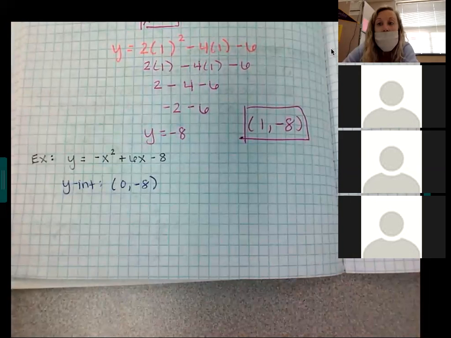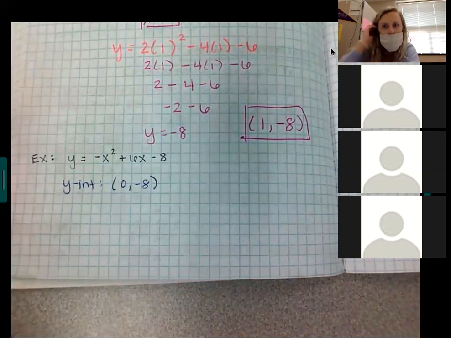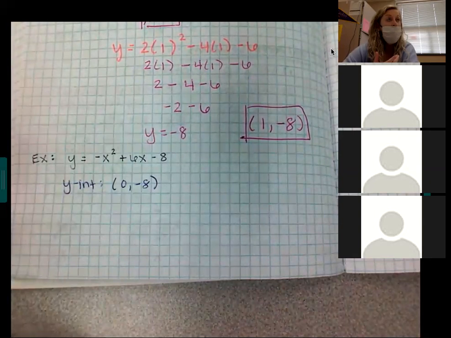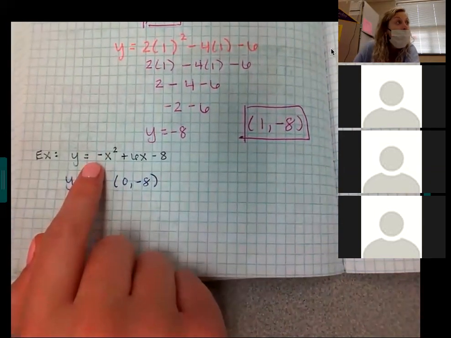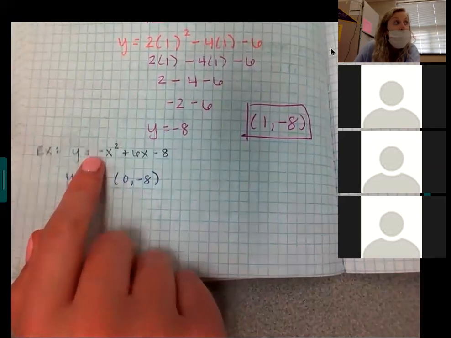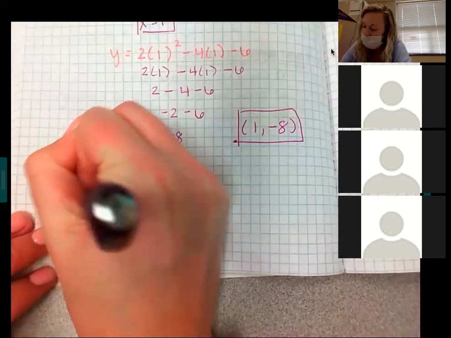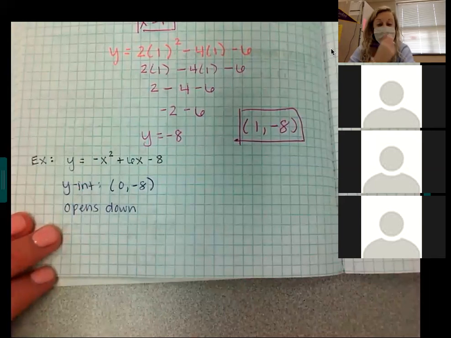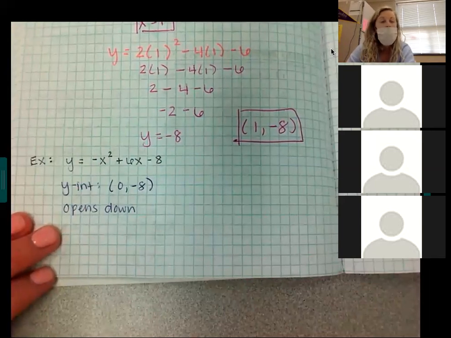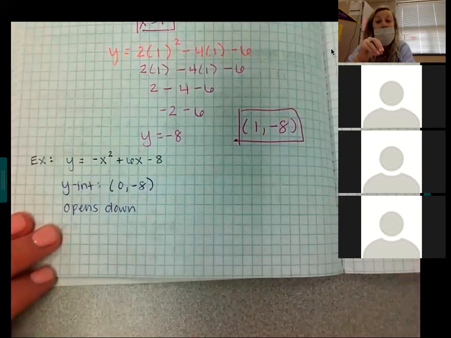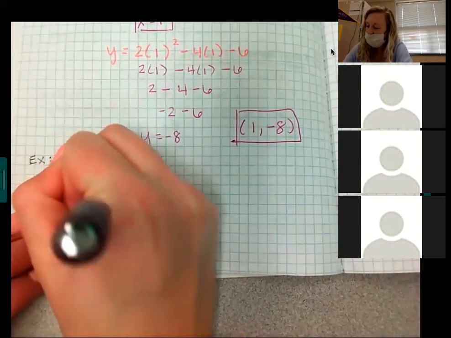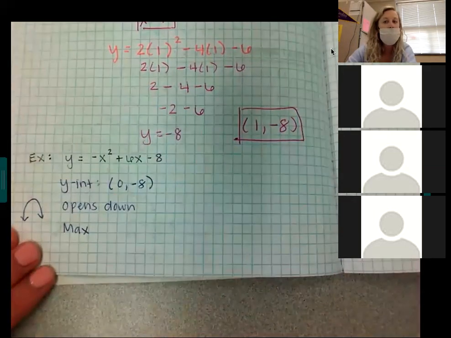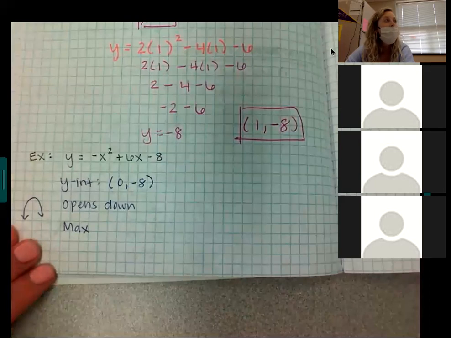They said also direction of opening should be really easy to see. I agree. This parabola is negative, which means it opens down. So we know it's going to open down because there's a negative out front, right? Remember to look at your leading coefficient. If it opens down, do we have a max or a min? Good. They said max. So draw yourself a picture if you have to. If it's going to open down, that means the point is at the top. So we have a max.